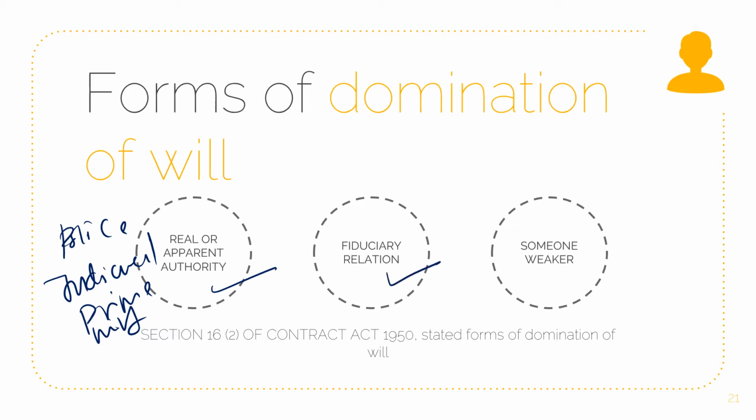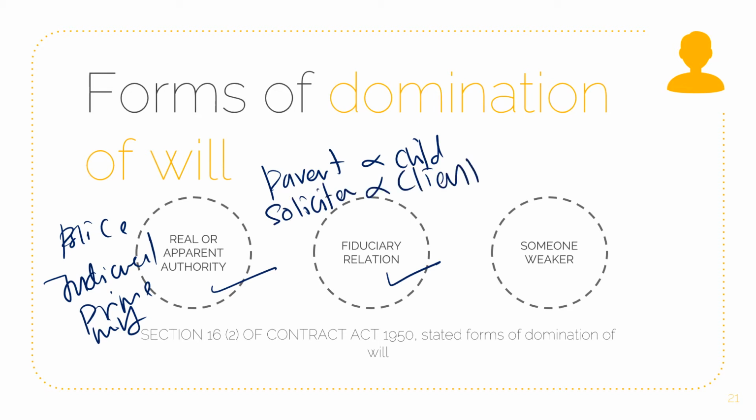Fiduciary relations is where there is a presumption of undue influence, such as parents and child, solicitors and its client, or doctors and patients, or spiritual advisors over devotees. Next is entering into an agreement with someone who is weaker.